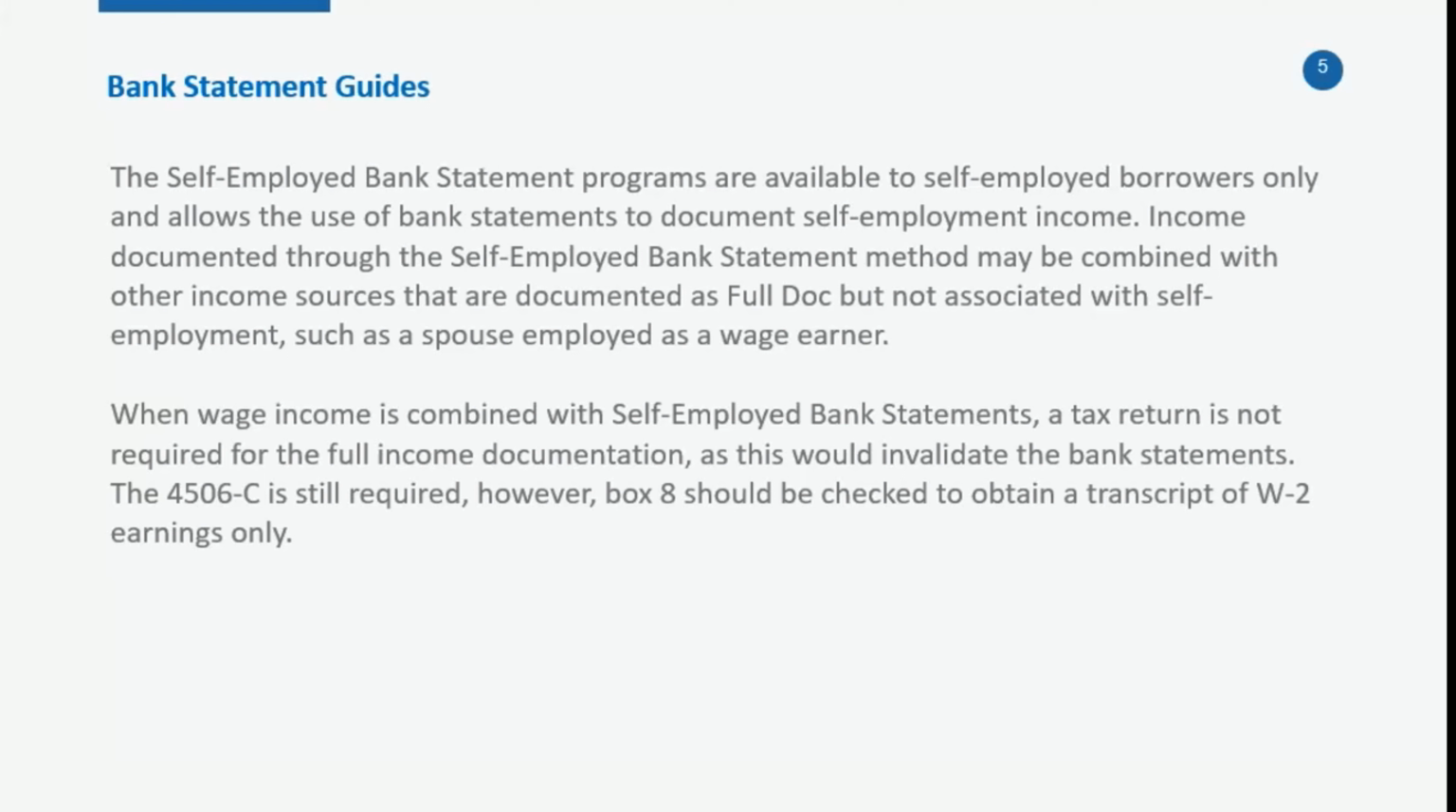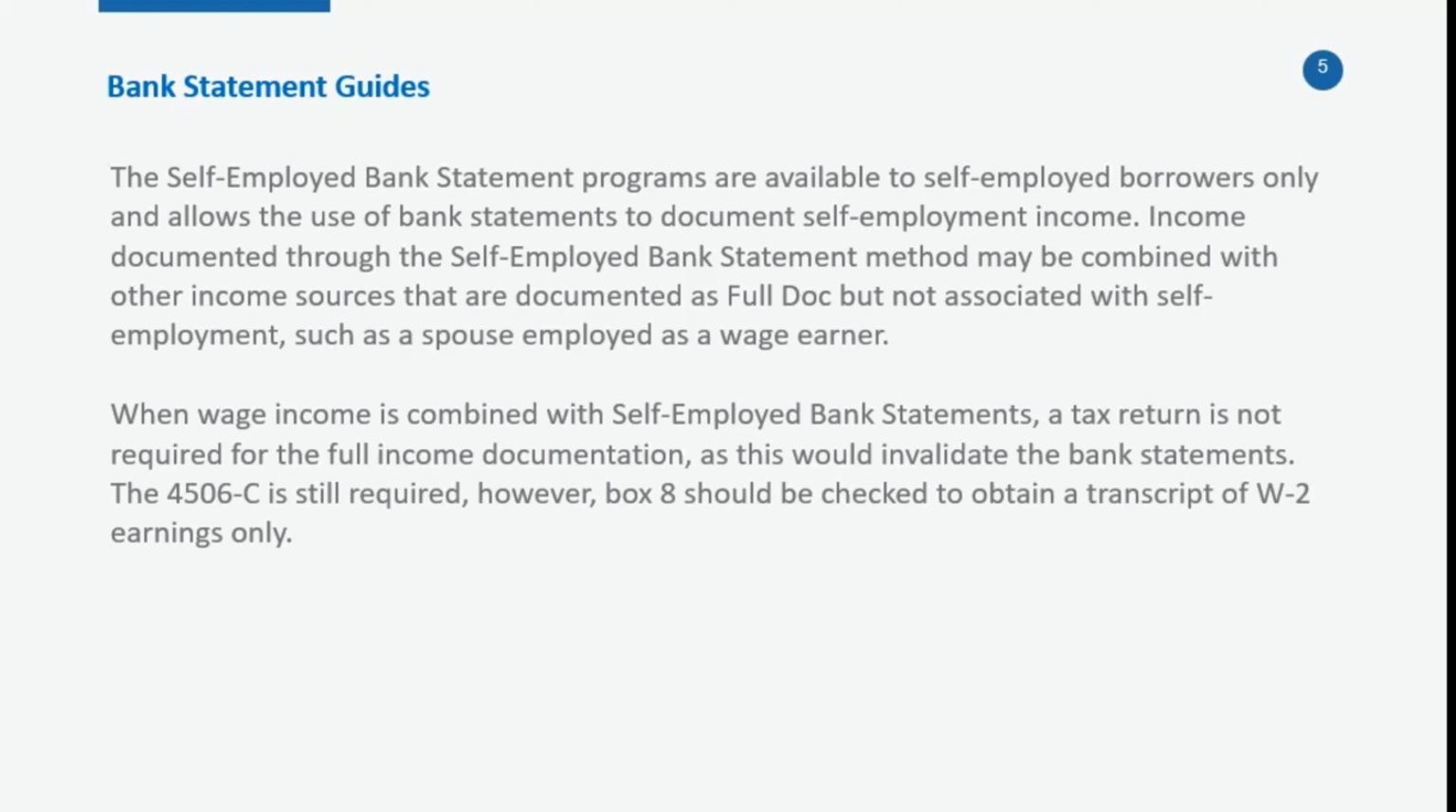It would still be considered a bank statement loan if you're trying to use those incomes from his side business, because you're using W-2 to boost that income along with the deposits. They're just basically going to price you out as if it was a full bank statement loan, okay? When wage income is combined with self-employment bank statements, a tax return is not required for the full income documentation because it's validated by the bank statements, okay?